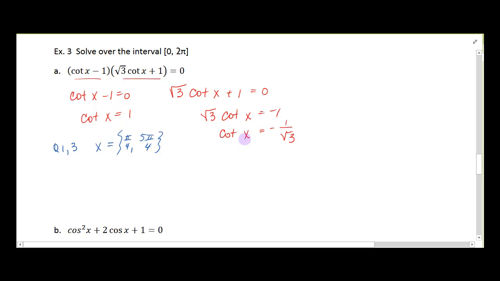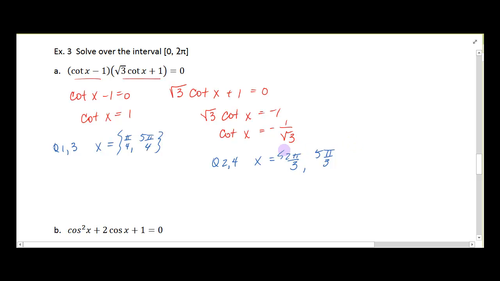Now let's go address this one over here. This time I'm looking for angles that, when I take the cotangent of them, give me back a -1 over the square root of 3. So I would be looking at angles that are falling in quadrants 2 and 4. And those angles are going to be represented by 2 pi over 3, because the cotangent of 2 pi over 3 is -1 over the square root of 3, or square root of 3 over 3 if you want to rationalize it. And the other angle that's falling in quadrant 4 would be 5 pi over 3.